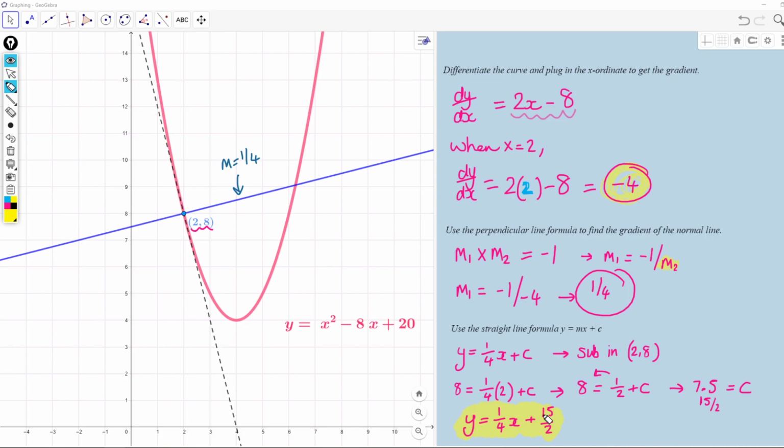Very good. So just a reminder of the process again. We started by differentiating the curve to get the steepness of this section. Then we used the perpendicular line formula to work out the gradient of this line here. And then once we had the gradient and the point, we just plugged it into the straight line formula. Cool.